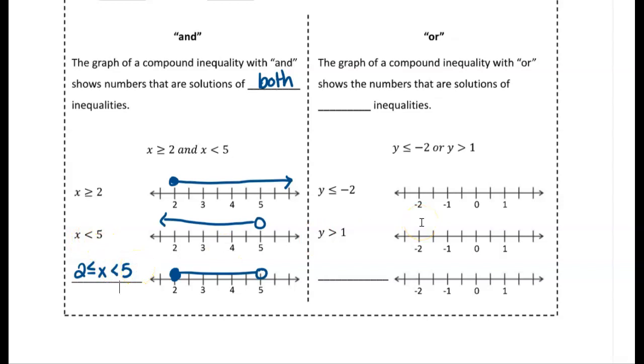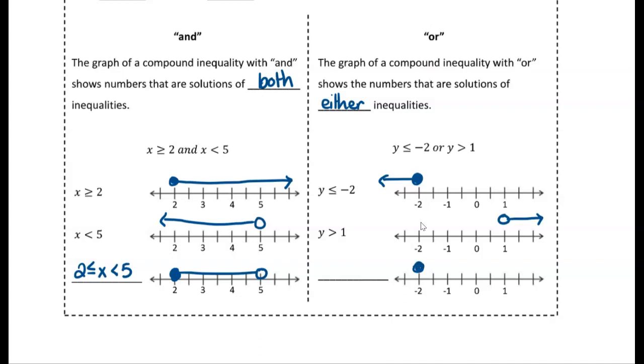Okay, or inequalities. The graph of a compound inequality with or shows the numbers that are solutions of either inequality. So not both, meaning either one. So y is less than or equal to -2. That's this graph from -2 to the left. Greater than 1 is this graph. So it's not where both graphs happen, it's where either graph happens.